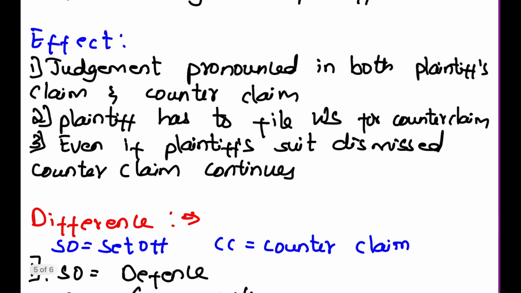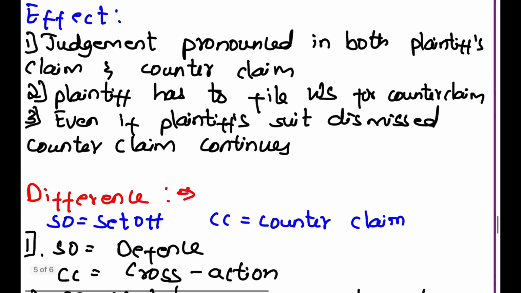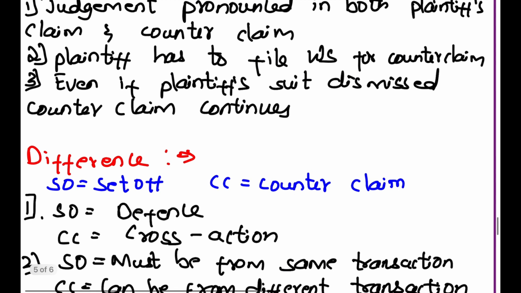Judgment is pronounced in both the plaintiff's claim and the counterclaim. Both suits will run concurrently. Then the plaintiff has to file a written statement for the counterclaim. Even if the plaintiff's suit is dismissed, the counterclaim will continue.